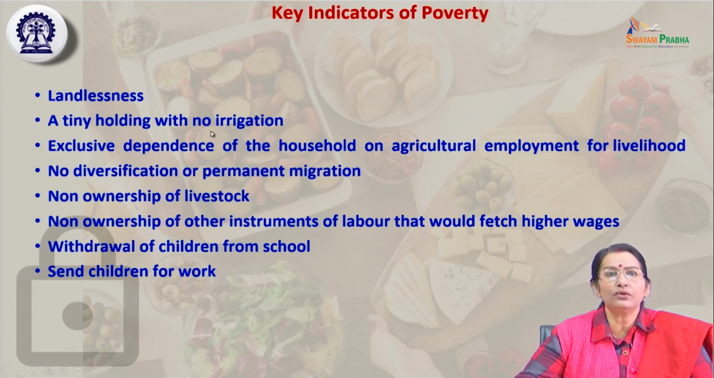Then tiny holdings with no irrigation. Even if you have the land, if there is no proper facility for irrigation, you cannot manage it even with manure and fertilizer. Next, excessive dependence of the household on agricultural employment for livelihood. When farmers are solely dependent on agricultural employment and don't have any other source of income, that is also a major cause of poverty.